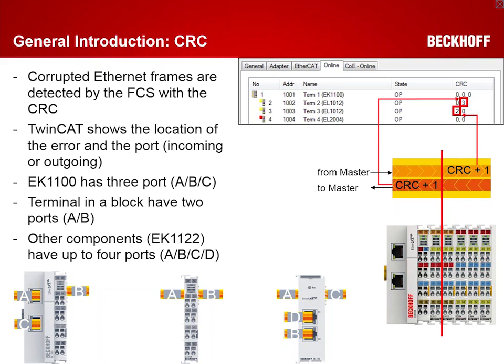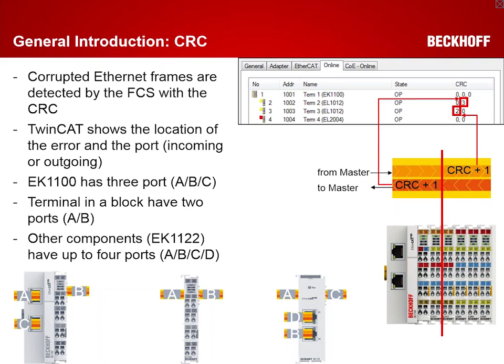We can have slaves with different ports. A slave within a network, for example a standard terminal, has two ports, an A port and a B port. When the frame is coming from the master, it comes through the A port to the terminal, and on the way back we see the frame on the B port. Every EK1100, so every coupler, has three ports, A, B and C. We also have terminals with A, B, C and D ports, for example the EK1122.